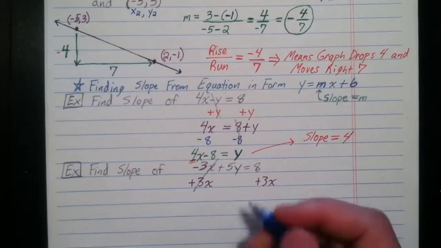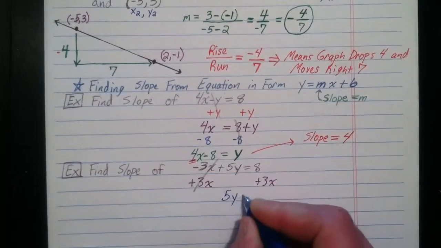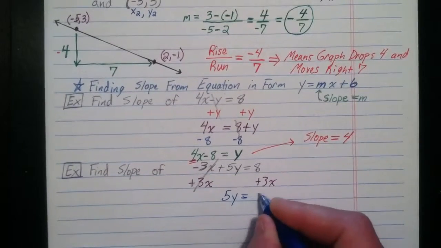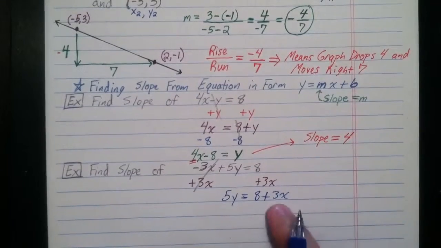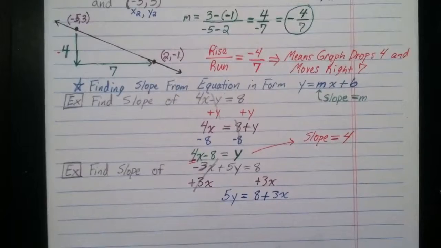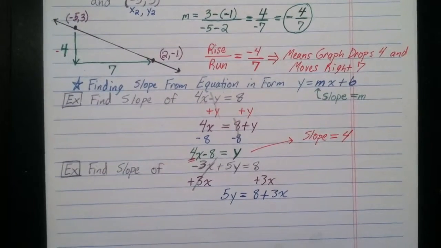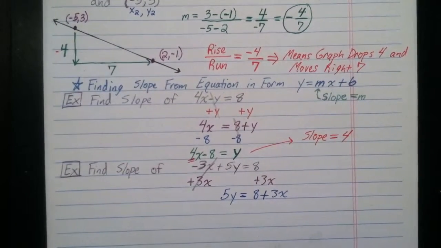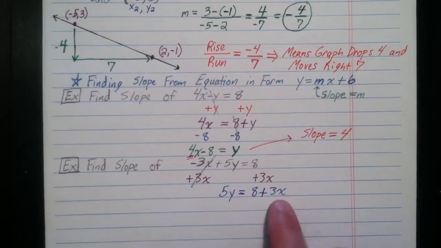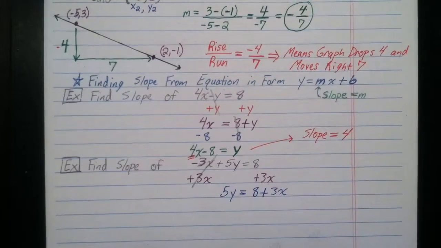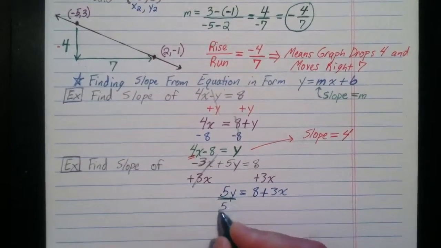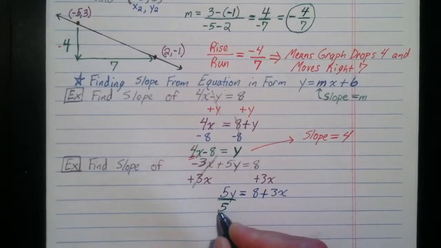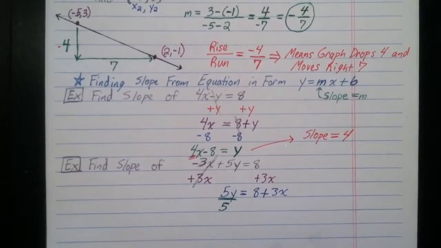And we're left with just 5y equals 8 plus 3x. Or if you'd rather write it as 3x plus 8, means the same thing. Doesn't matter what form you have it in, as long as 8 is positive and 3x is positive, we're good. And then, well, we want to get y completely by itself, so we would have to divide by the coefficient of y, which is 5.